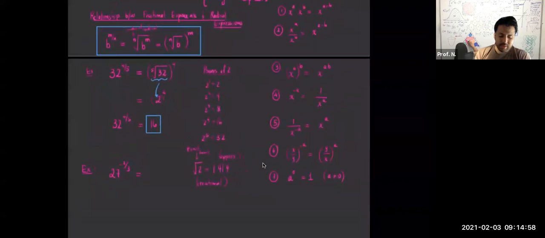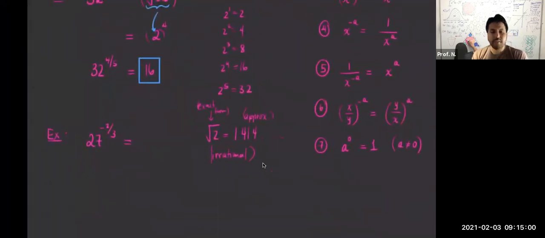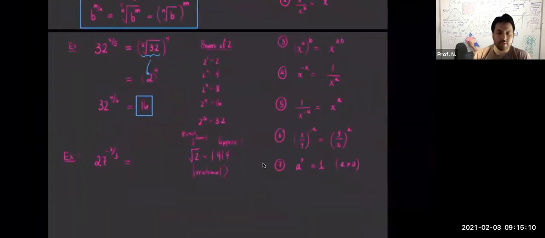So for example, in this question here, 27 raised to the negative 2/3. The first thing I'm going to do is take care of the negative exponent, and then I'm going to utilize one of the laws. Law number 4. Any base that has a negative exponent can be made into a positive exponent if I put it over 1. So that's what I'm going to do. I'm going to put 1 over 27 raised to the positive 2/3. Right?